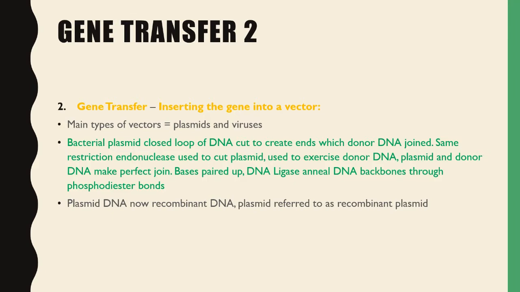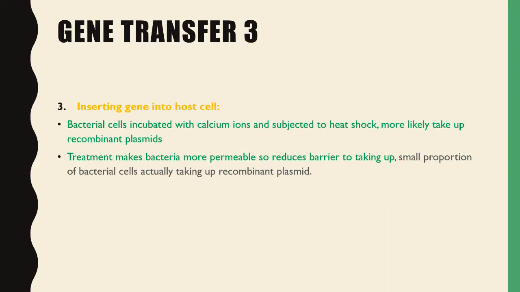And this is because then the plasmid and the donor DNA can make a perfect join, and the bases will be paired up so DNA ligase can join the DNA backbone through phosphodiester bonds. The plasmid DNA is now called recombinant DNA, and the plasmid is referred to as a recombinant plasmid.